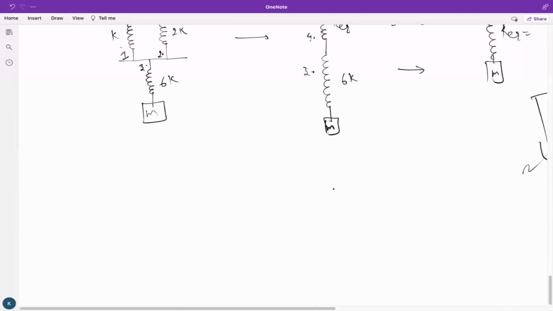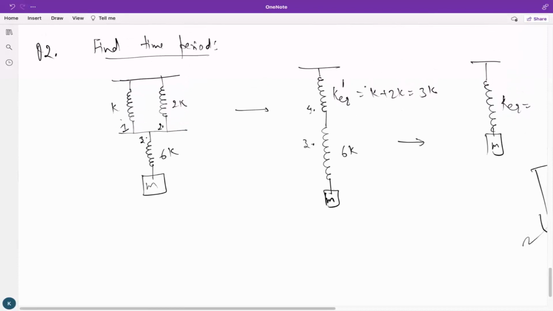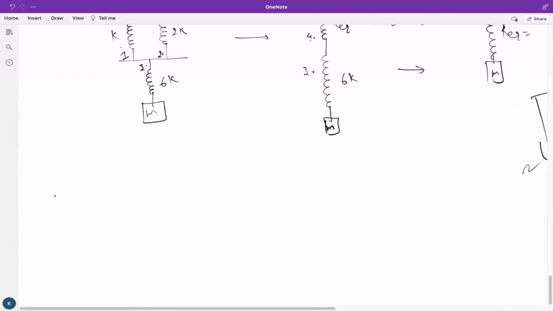Now let's take another example, the third one. This is the same as before. आपको बस यही करना है, किसी भी सिस्टम को ऐसे ही change करते जाना है, and then you have to finally convert, चाहे किसी तरीके का arrangement दिया हो, your main goal is to convert those arrangements into a single spring block system, because उसके time period के formula में पता है 2 pi root under m by k. So we just have to do that.